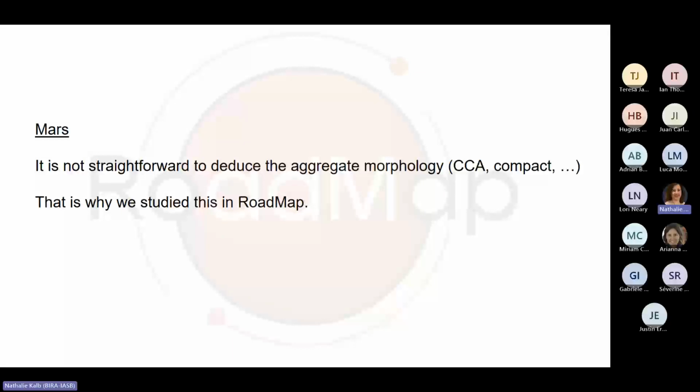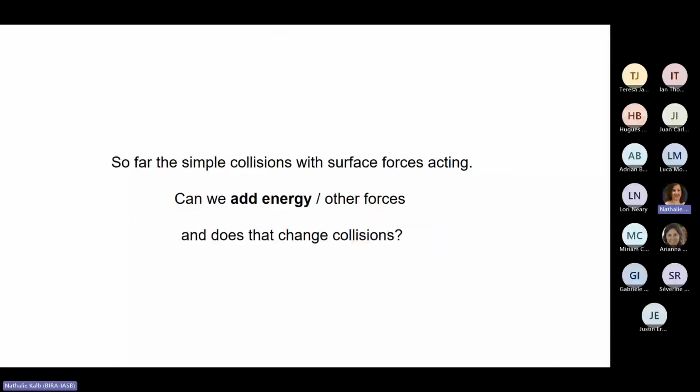Okay, the other thing that is not straightforward to deduce from this fragmentation stuff is what your aggregates look like. Are they open porous? Can you find these CCA kind of things? And that's also something we didn't know. At least I had no real clue. So that's another thing Tim told us yesterday, that this is more compact. Okay, now let's move on.